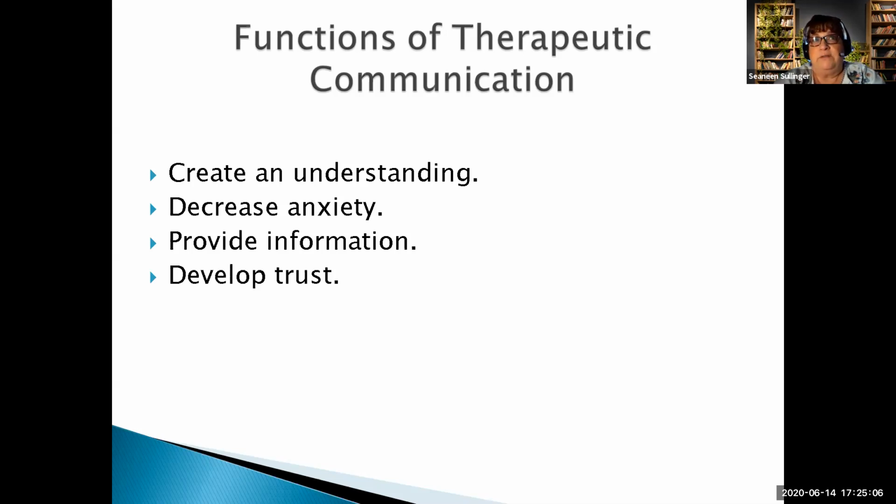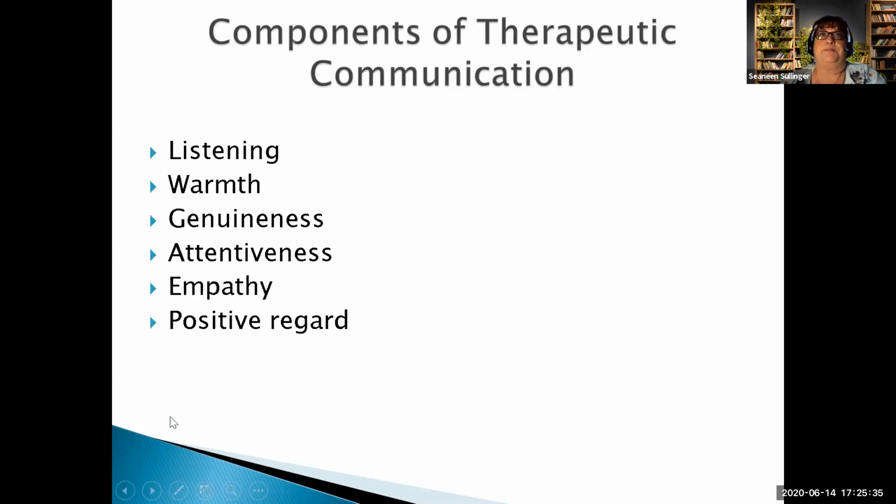Providing information, for example, an intake assessment, or when you're doing a pain assessment, those types of things to gather information. And then also to develop trust, because as healthcare providers, we would hope that our patients would trust us, but we also want our coworkers, our peers, physicians, and other professionals to trust us as well, just as we would like to trust them. So therapeutic communication can help to develop trust as well.